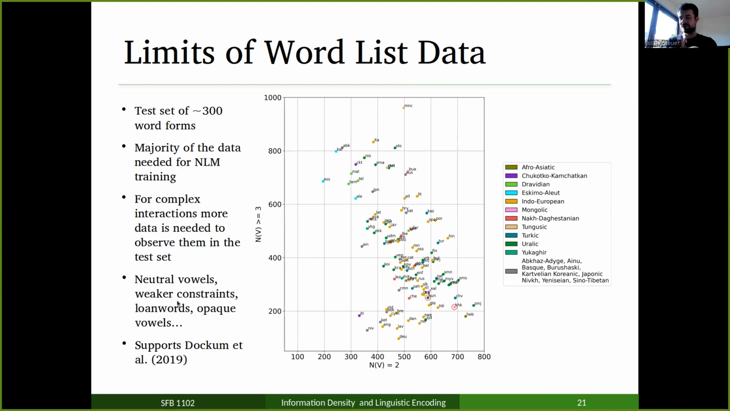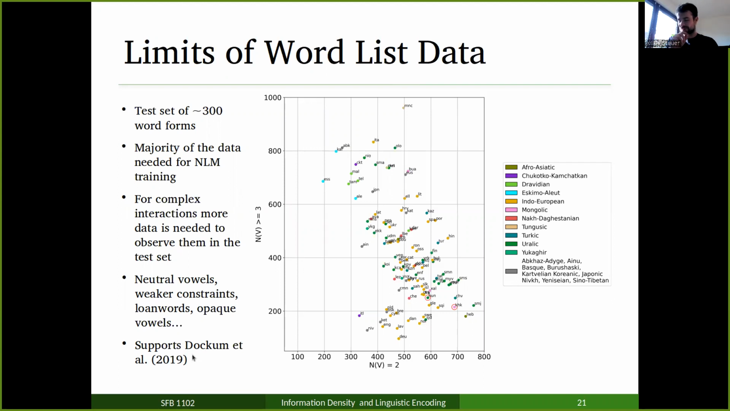This can be caused by loan words, which sometimes follow vowel harmony constraints and sometimes do not. In Turkish, they mostly do not. And of course, they introduce noise to the data, and if the noise is too large, then the test set has to be expanded in order to account for that.